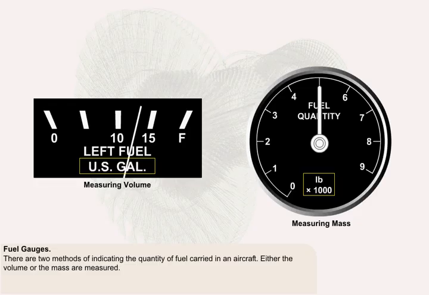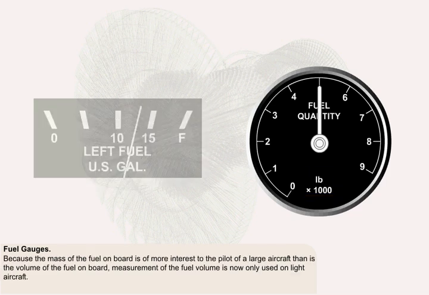There are two methods of indicating the quantity of fuel carried in an aircraft. Either the volume, for example gallons, or the mass, kilograms or pounds, are measured. Because the mass of the fuel on board is of more interest to the pilot of a large aircraft than is the volume of the fuel on board, measurement of the volume of fuel is now only used on light aircraft.